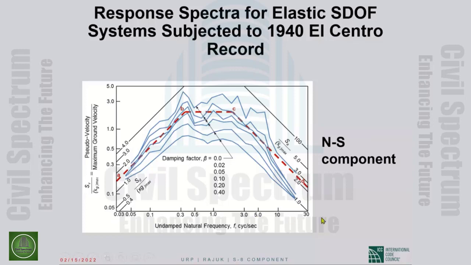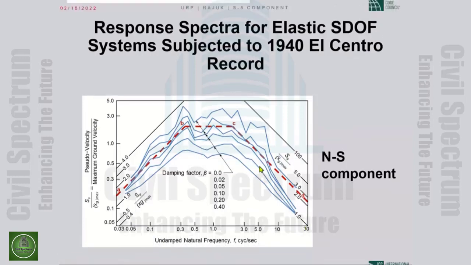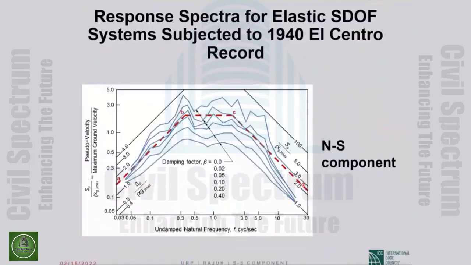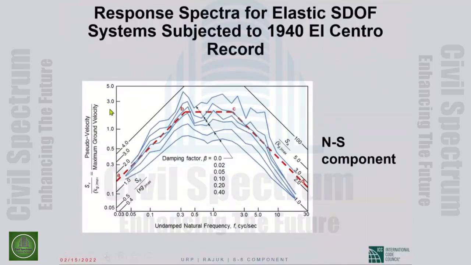Since frequency is on the x-axis, now the right to left diagonal scale gives you the spectral accelerations, and the spectral displacements can be read this way. This is spectral pseudo velocity on the x-axis.